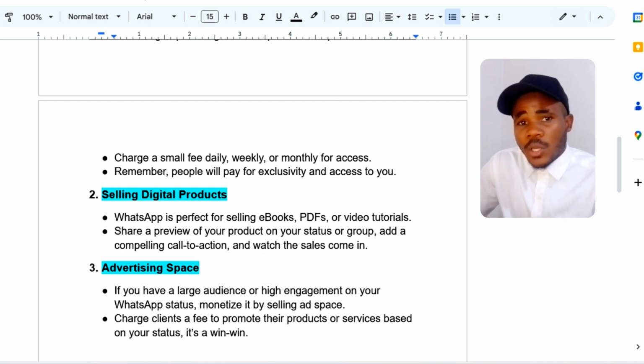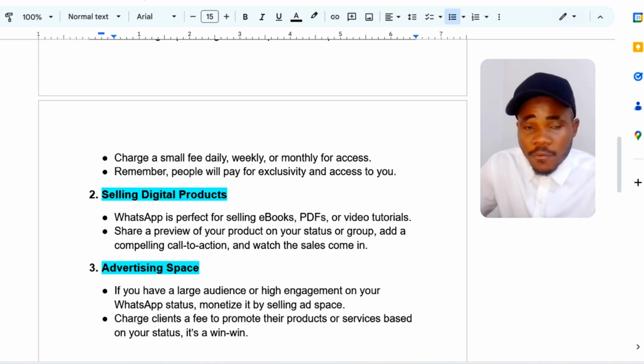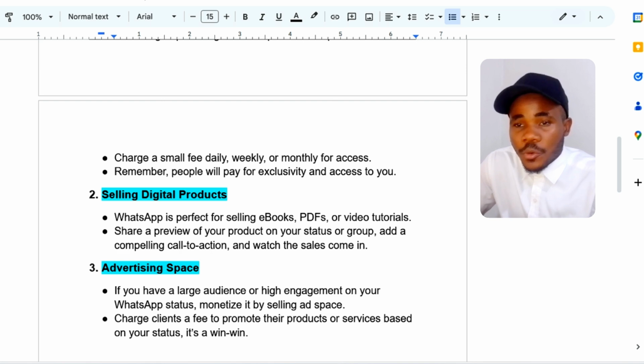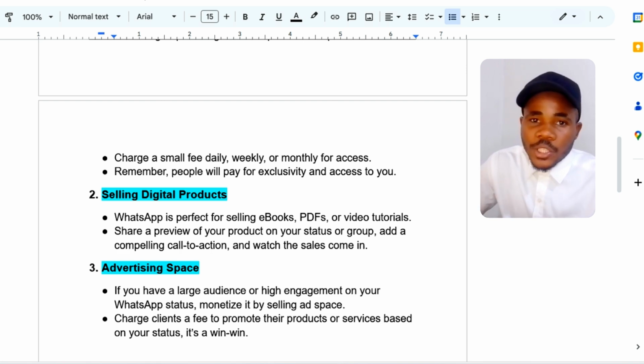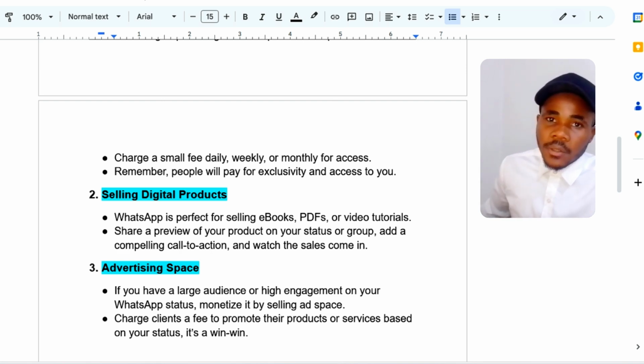Maybe you have a free WhatsApp group where you offer value for free. Chances are two or three or four or five people in that group can buy a digital product from you. Drop a preview in that group. People who are interested, they're going to reach out to you and you are going to sell to them.